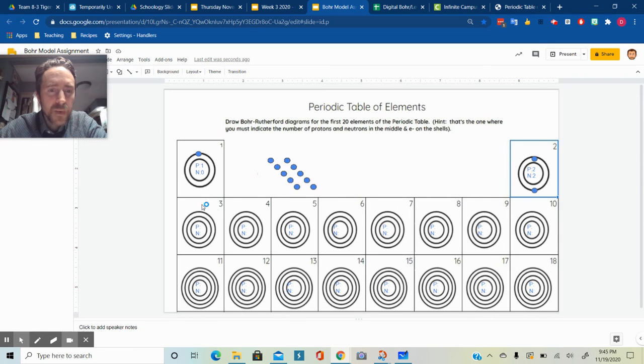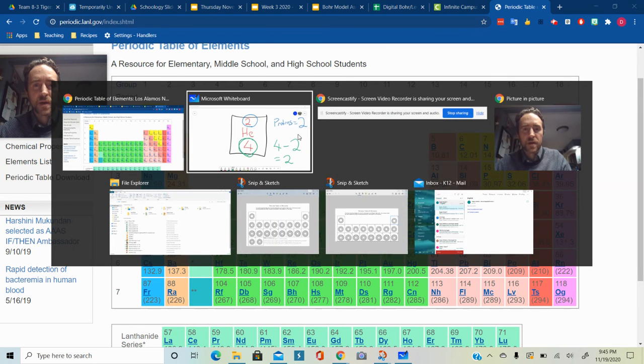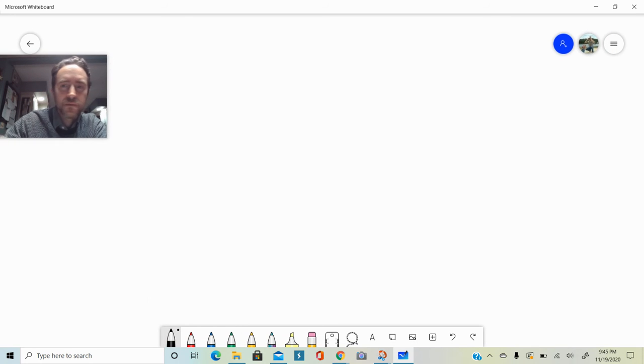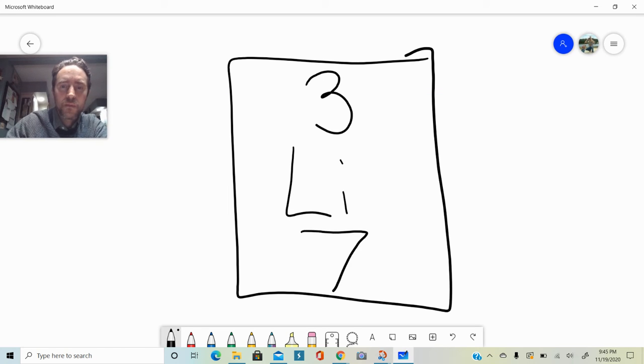Now here's where it gets a little bit complicated. If we move on to number 3, we'll do that one. So that's lithium, has an atomic number of 3 and an atomic mass of 6.94. When you see any decimal, you're going to round it. And I'm going to say that's close to 7. So we'll go ahead and just call that 7. So lithium has an atomic mass of 7.